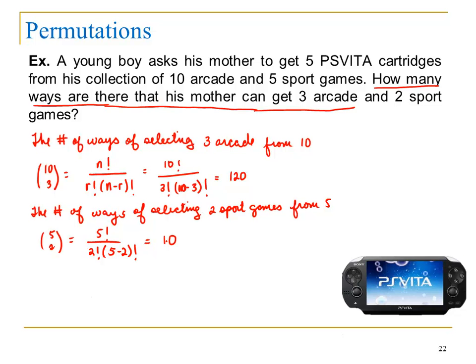So again, look back to the question, or read the question again. How many ways are there that his mother can get 3 arcade and 2 sport games? So far what we have are the possibilities for selecting the arcades independently of the sport games. Do you have an idea of how to answer this question taking into account both at the same time?